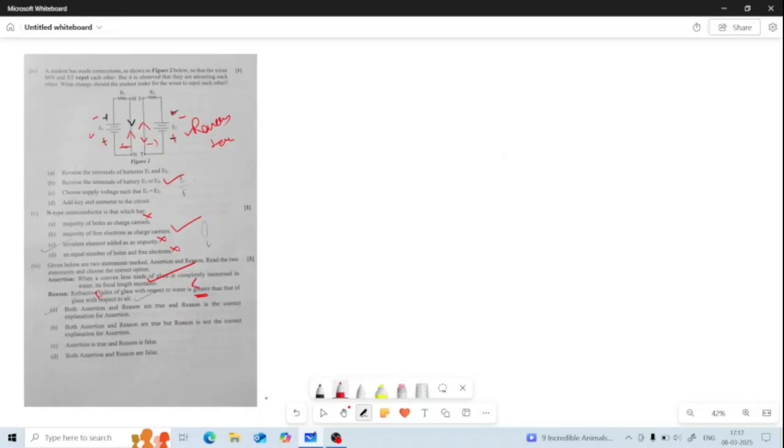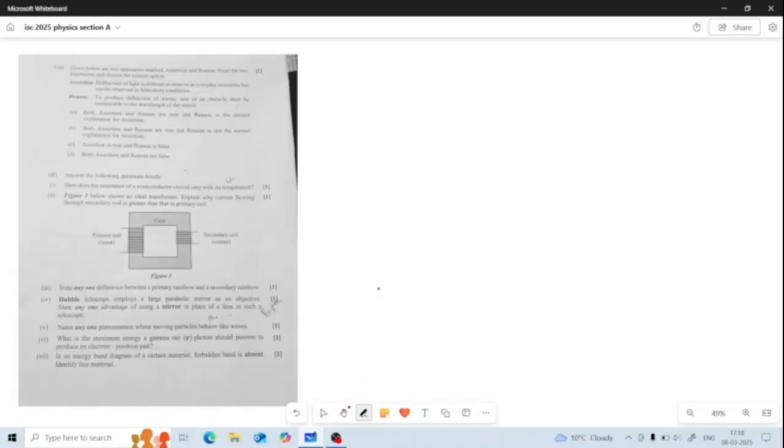So this is false. So assertion is true, reason is false. Number 7 is also an assertion-reason type. Diffraction of light is difficult to observe in everyday situations but can be observed in laboratory conditions. This is true. It is difficult to observe in everyday life.